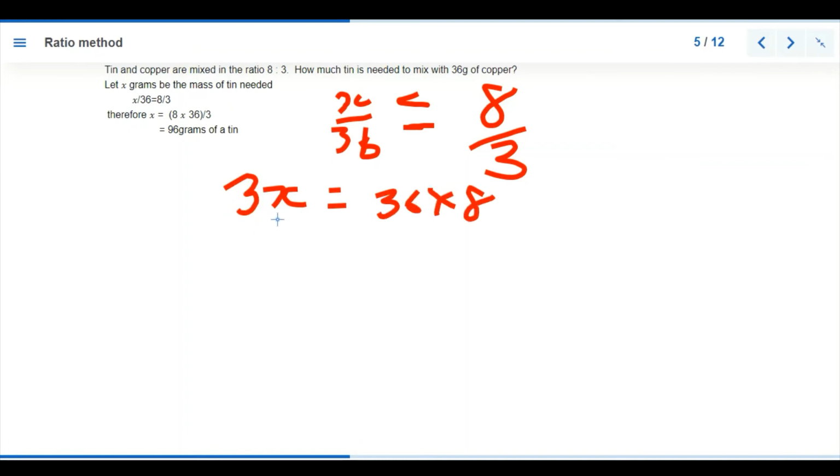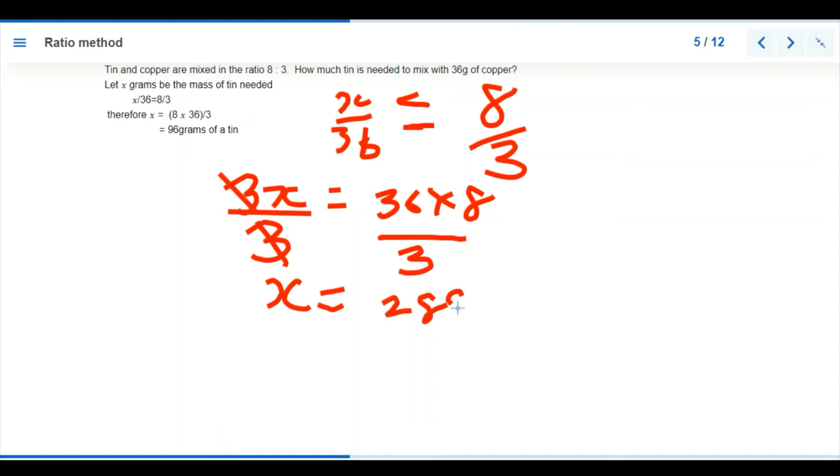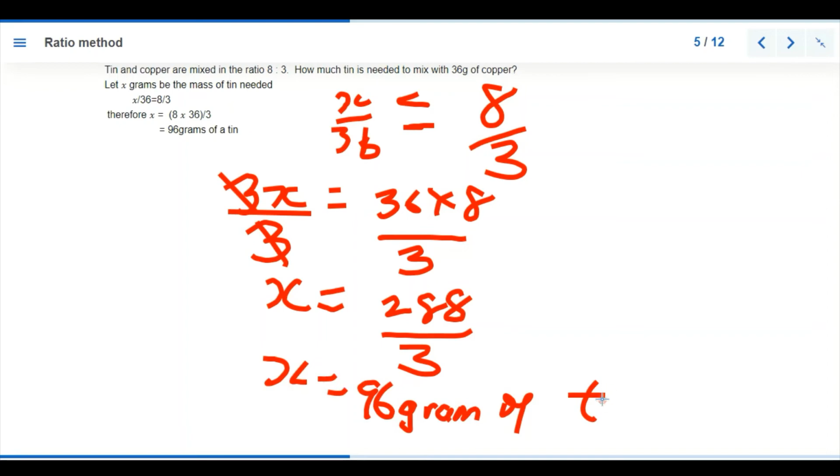We want to get the value of x, so we divide this by 3, and we divide the other side as well by 3. So we are dividing both sides by 3 so that x will be the only one standing here. We cancel the 3, and we have x here. So 36 times 8, what is that? 36 times 8 will give us 288, and we divide by 3. By the time we divide 288 by 3, our answer is going to be 96. So we are going to have 96 grams of tin. That's going to be the grams of tin that we need.